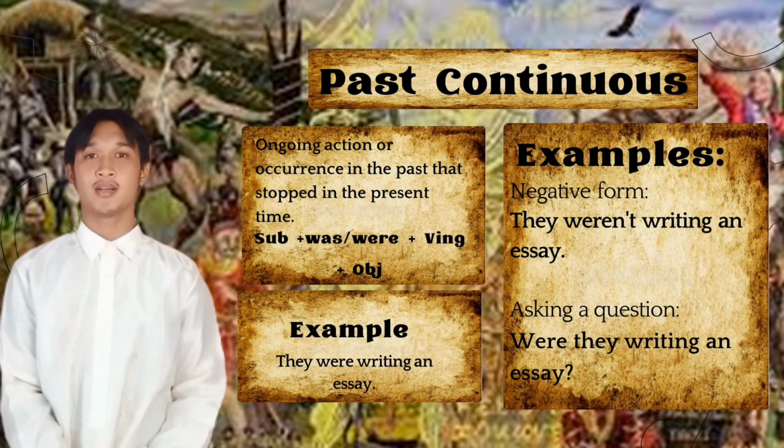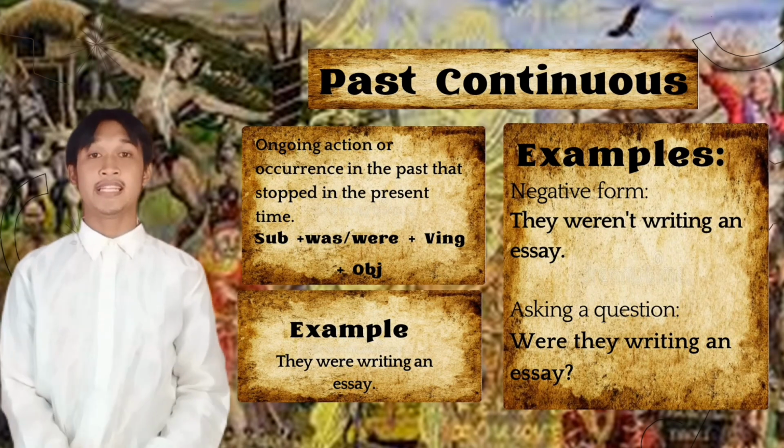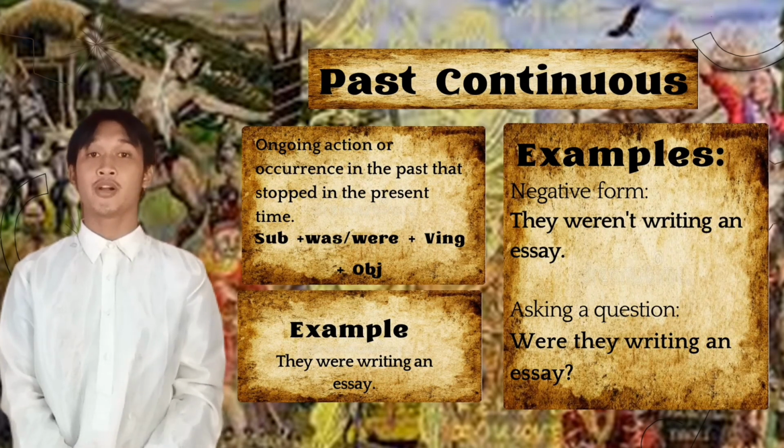Past continuous. Past continuous tense is a tense of an ongoing action or occurrence in the past that stopped in the present time. This tense is formulated by the subject plus the linking verb was or were plus the verb with ing and plus the object. An example of this tense is they were writing an essay. They is the subject, were is the linking verb, writing is the verb with ing, and essay is the object.